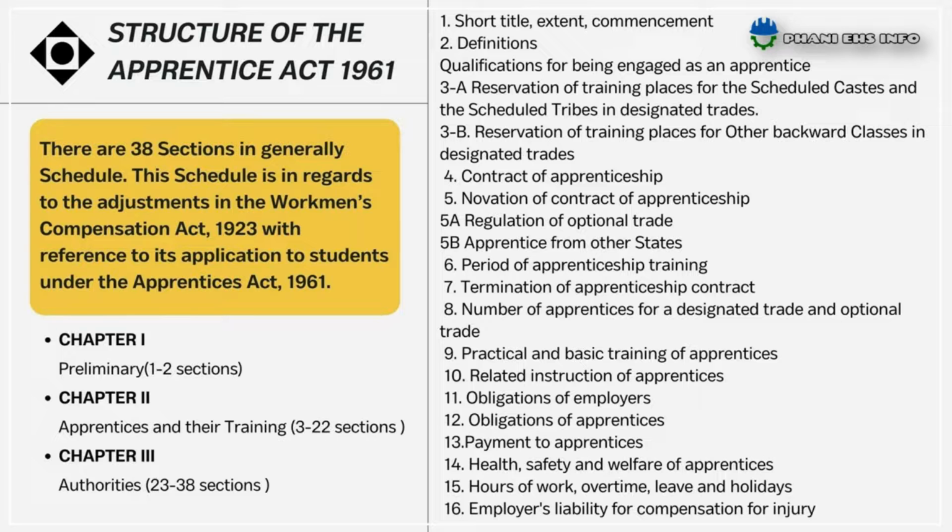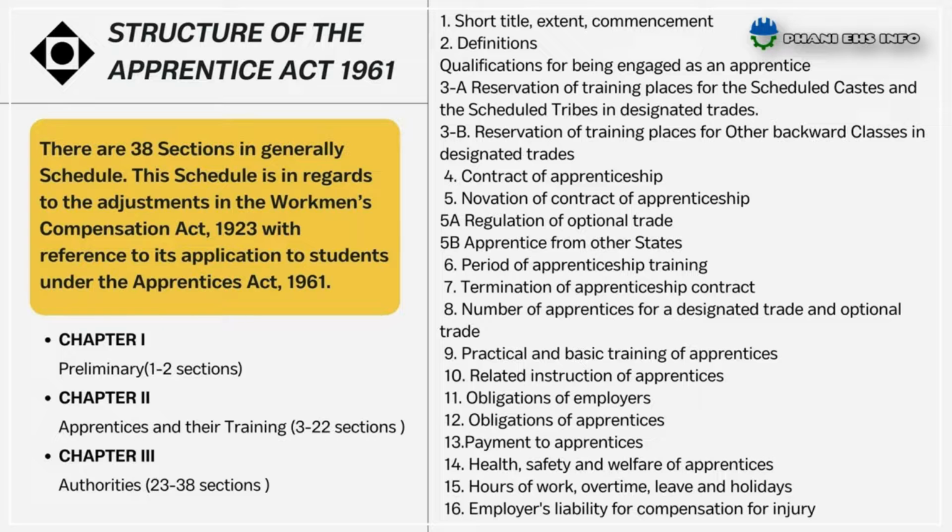3. Qualifications for being engaged as an apprentice. 3A. Reservation of training places for the Scheduled Castes and the Scheduled Tribes in designated trades. 3B. Reservation of training places for other backward classes in designated trades. 4. Contract of apprenticeship. 5. Novation of contract of apprenticeship. 5A. Regulation of optional trade. 5B. Apprentices from other states.